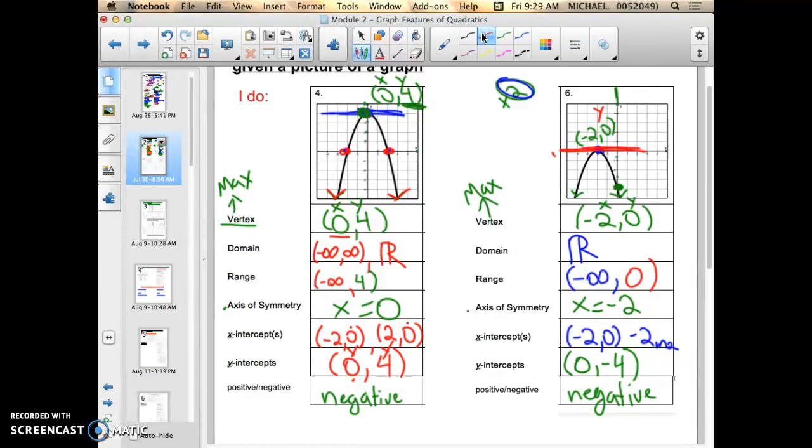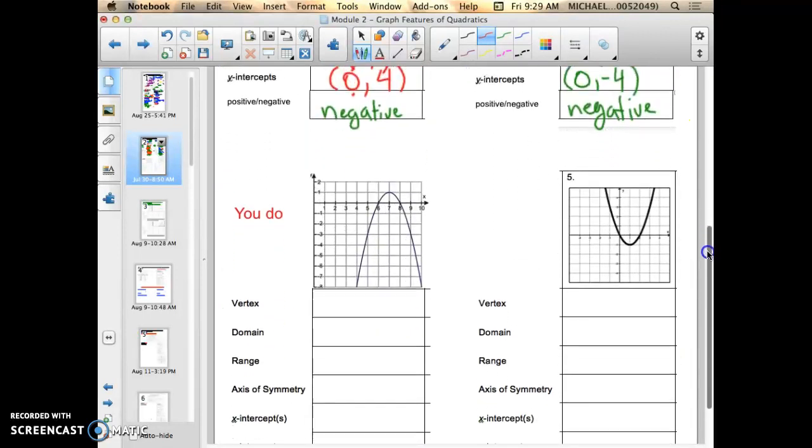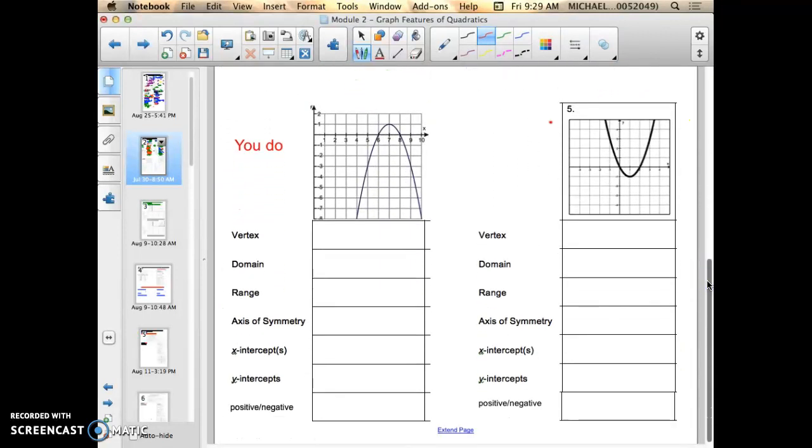Now, at times, if you notice down here, example 5, you'll find that for the range, it opens up. So it'll end at positive infinity, but it starts down here at the y value of the vertex. So in this case, the y value of the vertex is the beginning of the range because it opens up. All right, go ahead and pause the video and try these two on your own.